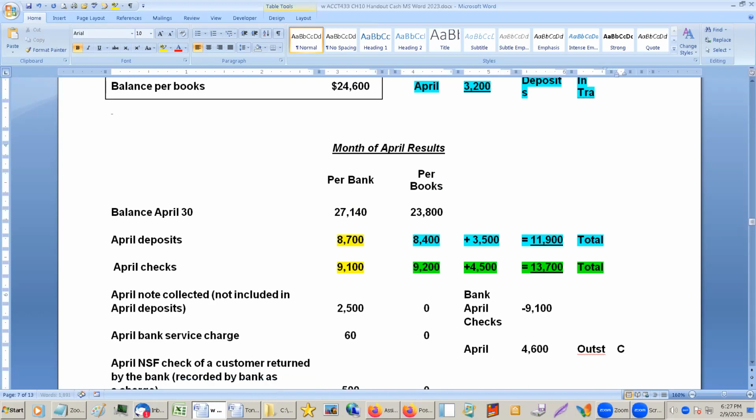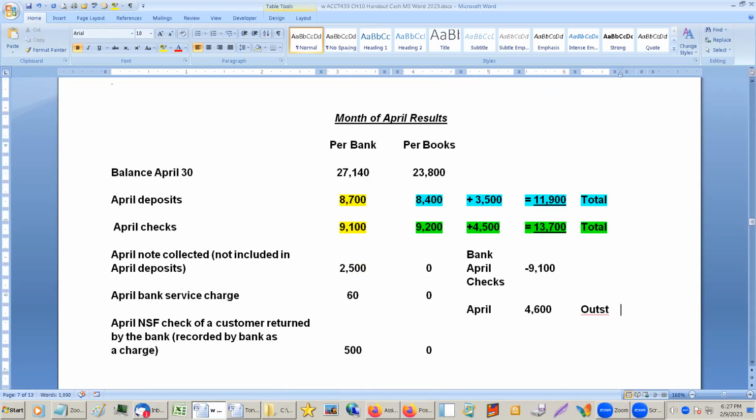I have no idea what I was thinking when I made this thing. I'll put it underneath. Hey, checks. Okay, so this is gonna be our outstanding checks for.